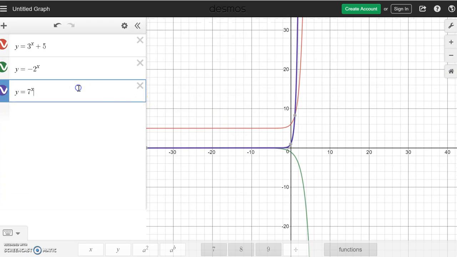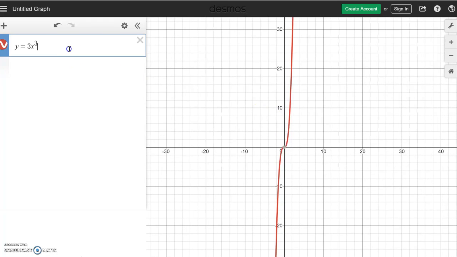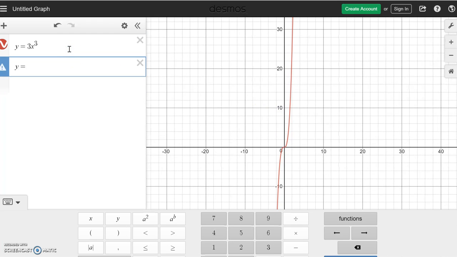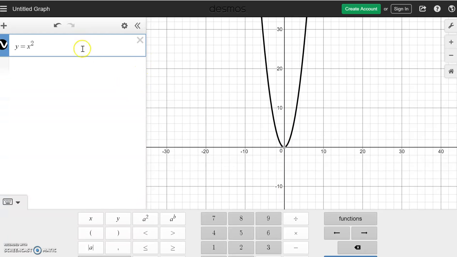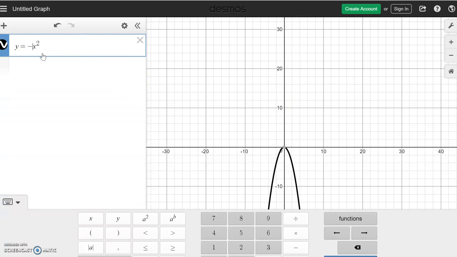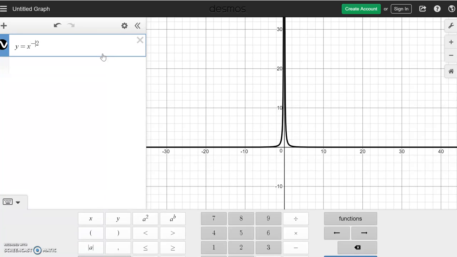So what if it's not a variable though? What if I just have x to the third? That's not a straight line. Or if I just have y equals x squared. Oh, that's a U shape. That's not a straight line either. Interesting. What if I stick a negative in front of it? Now it's still a U shape. So we're seeing that those with the x squared and the x cubed are not linear. What if I made it negative? Oh, that's not a line either.